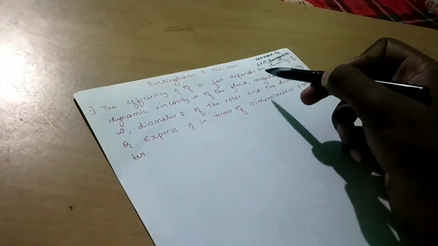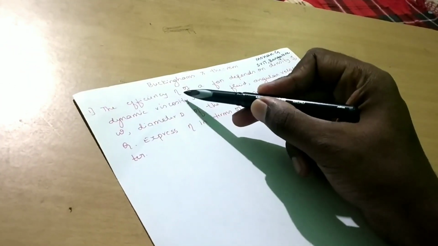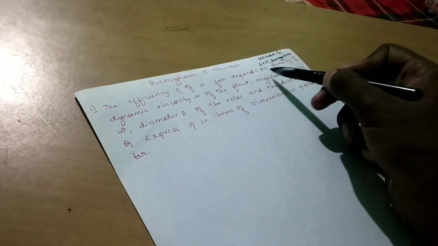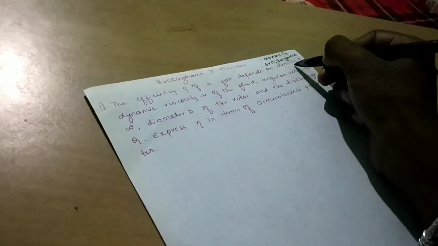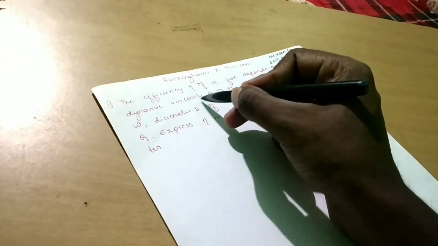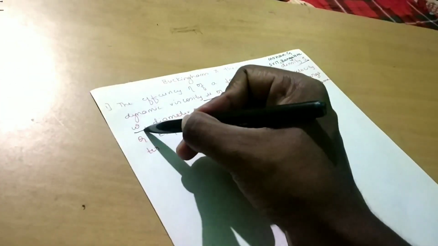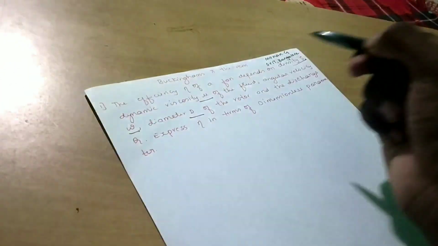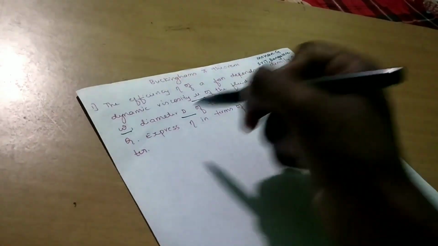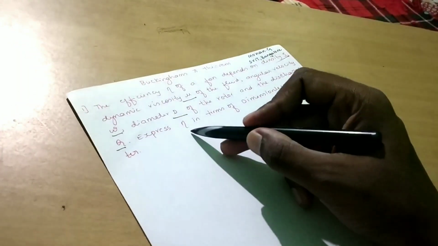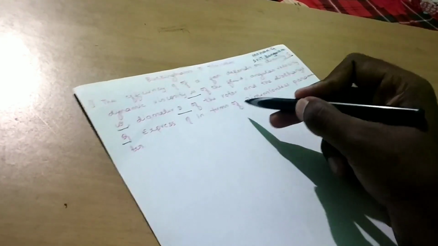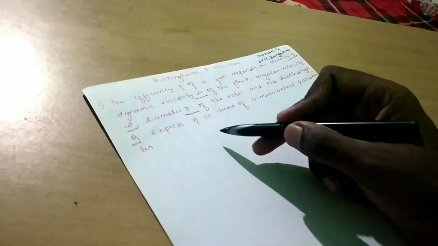The problem is like this. The efficiency eta of a fan depends on density rho, dynamic viscosity mu of the fluid, angular velocity omega, diameter d of the rotor, and discharge Q. Express eta in terms of dimensionless parameters.